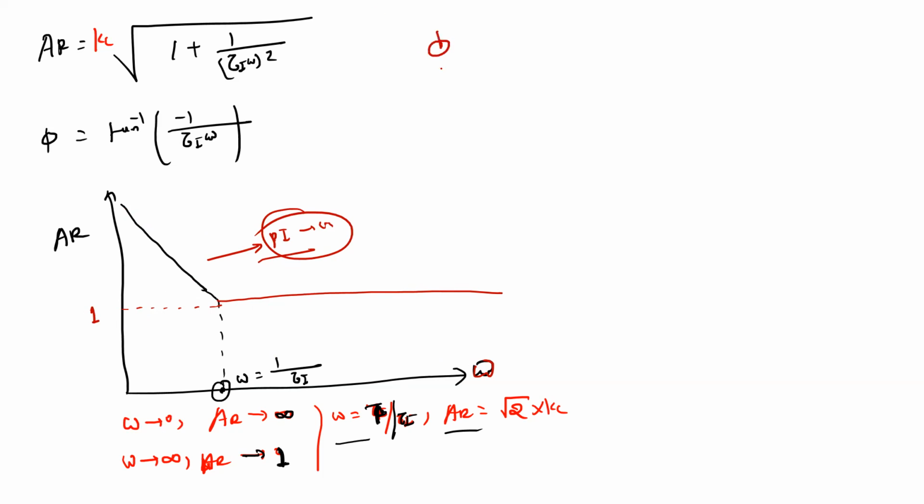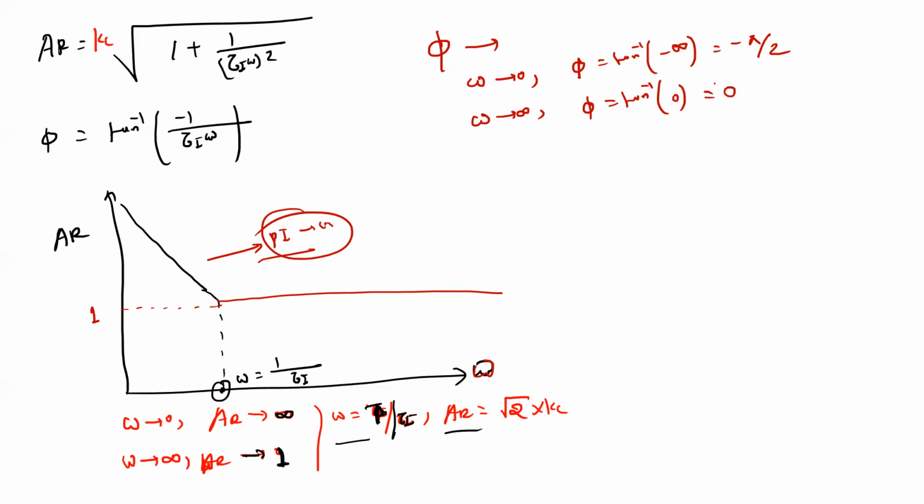Now coming to phi. If omega tending to 0, what will happen? Omega tending to 0, 1 by 0 is minus infinity. So phi is equal to tan inverse minus infinity, that is equal to minus pi by 2. When omega tending to infinity, it will be 0. So phi is equal to tan inverse 0, that is equal to 0. If I want to draw this one, this is your phi, that is your omega.